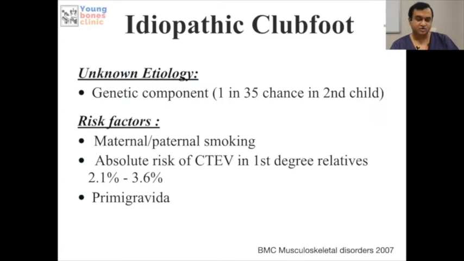So idiopathic clubfoot, the commonest type, usually has associations with maternal and paternal smoking. There is an absolute risk of 2.1 to 3.6% of incidence of CTEV in a first degree relative, and it is usually more common in a primary gravida.